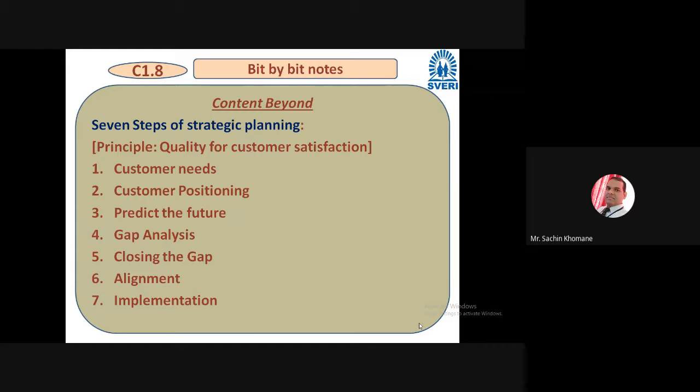strategic planning. So this is the content behind it, and it is very essential. Generally, while planning, you have to consider so many points. I have told you to consider customer need, customer positioning, predicting the future, finding the gap, closing the gap, making alignment, and at the last, implementing the plan. So these are the steps in strategic planning.